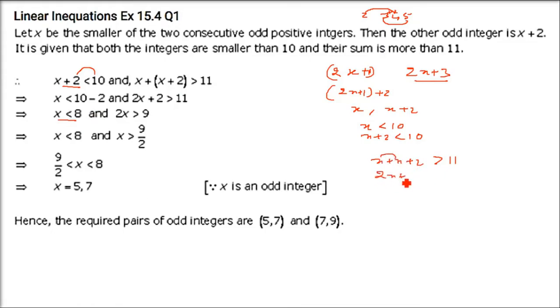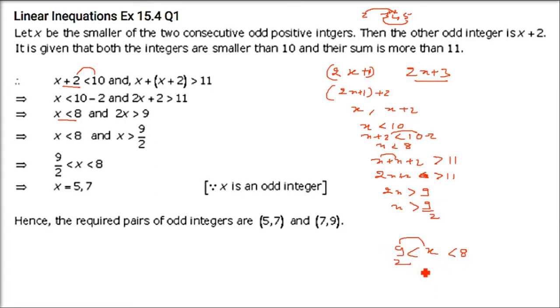The second situation is 2x plus 2 is greater than 11. So 2x is greater than 9, so x is greater than 9 by 2, that is around 4.5. So here you get x less than 8, and here you get x greater than 9 by 2. So x should be greater than 9 by 2 and less than 8, that is, greater than 4.5 and less than 8.